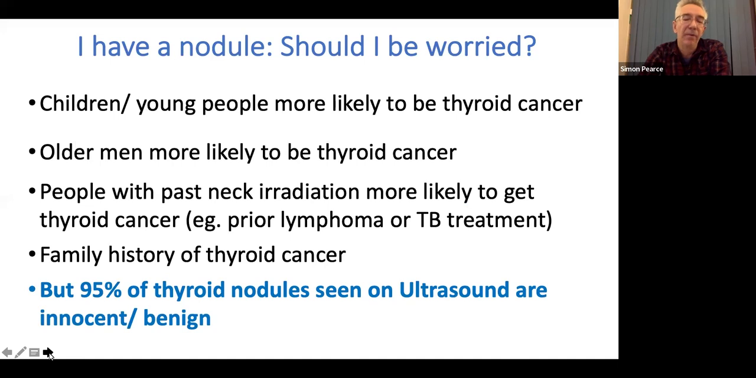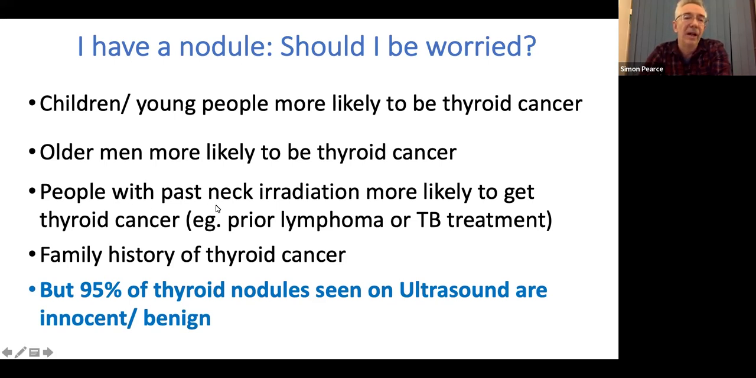So those are the features you might have, but also certain groups of people are more likely to have cancer. Thyroid nodules are really rare in young people or children, so it's a lot more likely to be thyroid cancer if it's a nodule in a child or a teenager. We investigate that a lot more rapidly and take great care with those. Also, older men are more likely to have thyroid cancers. Even though numerically women have more thyroid cancer than men, thyroid nodules are relatively rarer in older guys. But if you've got one, it's more likely to be cancer than if you're a younger woman.